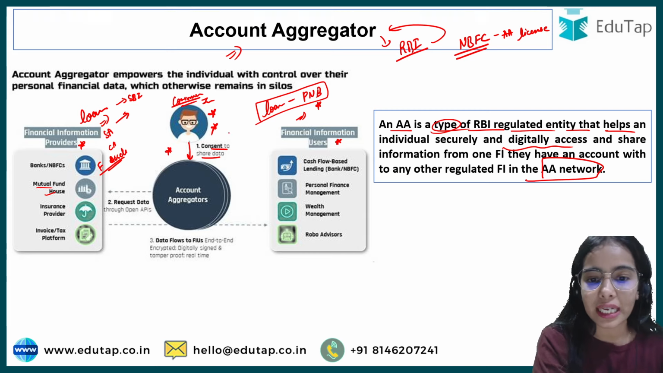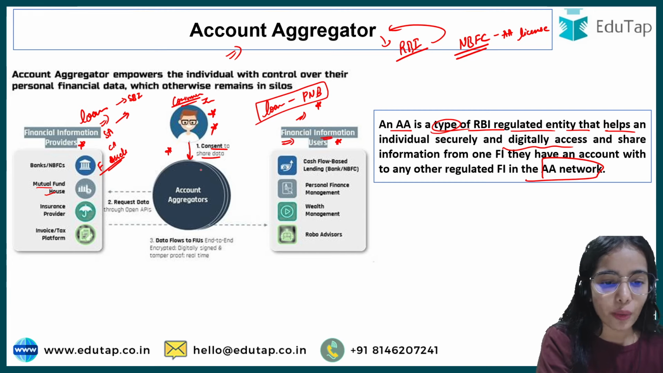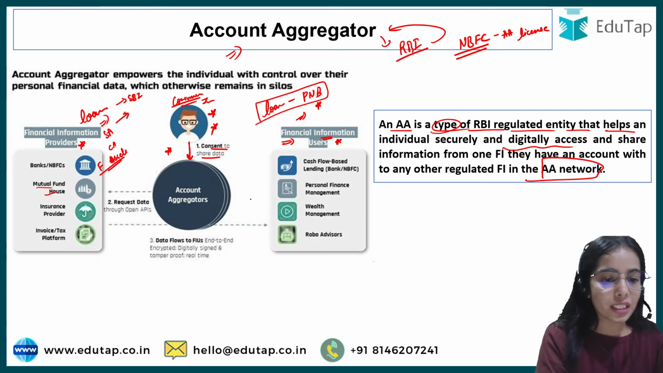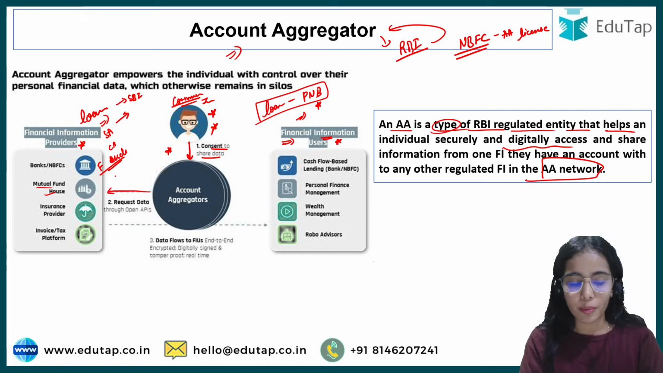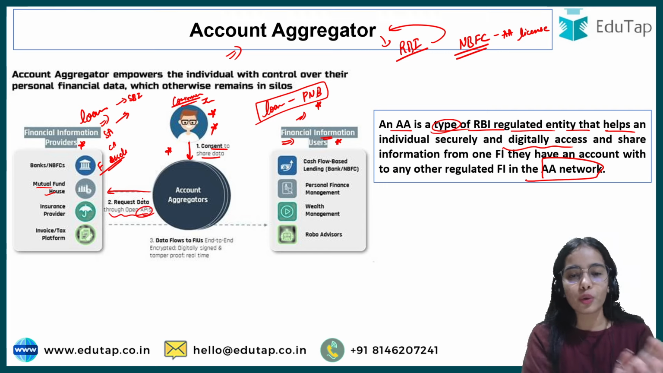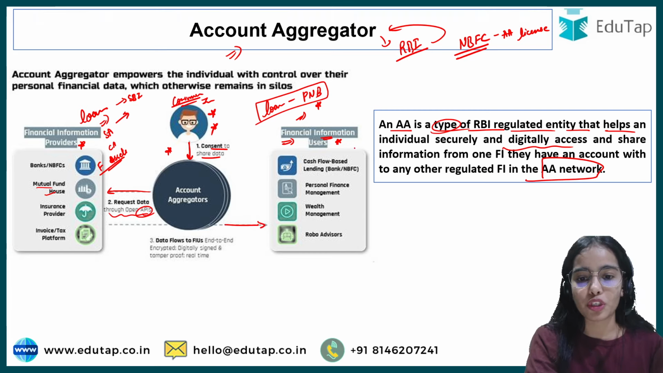So this data can be provided to the financial information users. Okay, so the account aggregator gets the consent to share the data. The account aggregator takes the data from the financial information providers, requesting the data through open APIs, and this information is passed on to the financial information users.